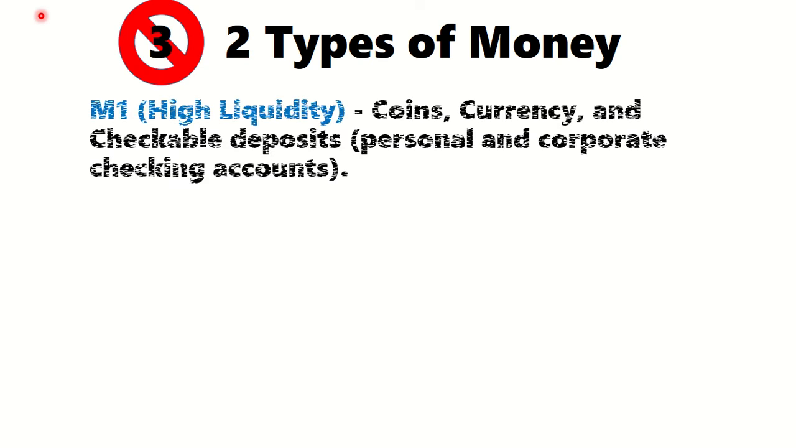Okay, there are 3 types of money. We're only going to talk about 2 types of money. So we're going to talk about what we call M1 and M2. There is an M3. We're not going to go that far. It's more than what our purposes need.